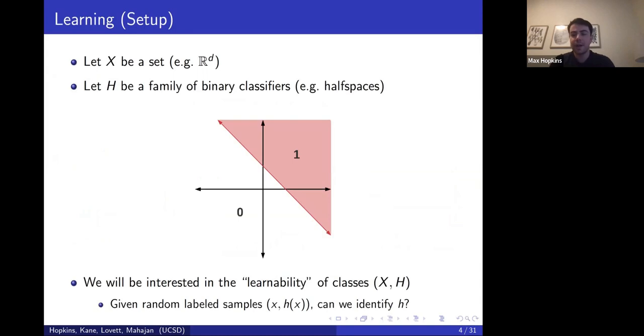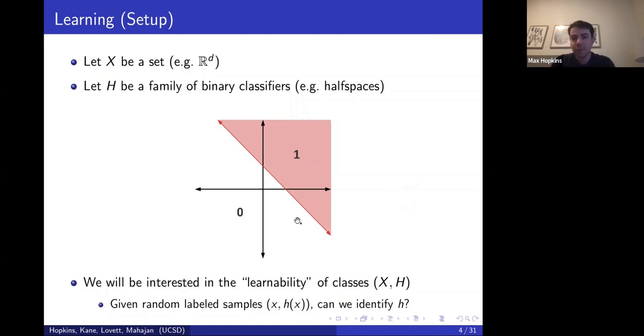So first of all, just at a very high level, when I say learning, what do I mean? Well, approximately, I mean something as follows. Let X be a set. Usually this is called the instance space, and think of it as R^d, Euclidean space. And we'll let H be a family of binary classifiers on X. So this is just like 0, 1 labelings of the points in X. So maybe linear classifiers, half spaces.